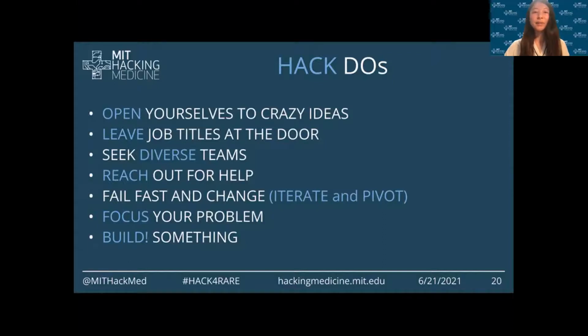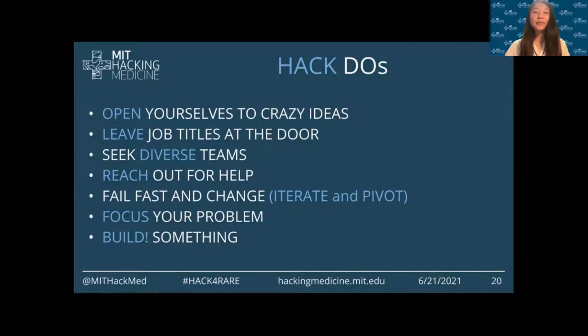We also encourage everyone to seek diverse teams. The most innovation happens when we have, for example, people from the healthcare space, the tech space, designers, people who are in entrepreneurship and business, so people with all sorts of different backgrounds, all coming together to form a very robust team and hack for a strong solution. Additionally, don't hesitate to reach out for help because we're all here to support you.